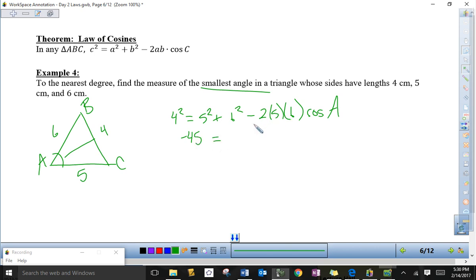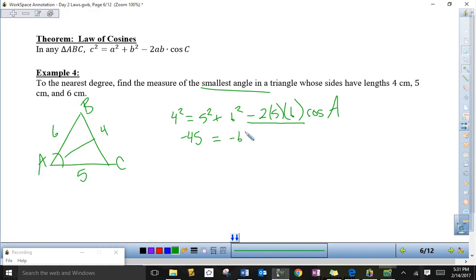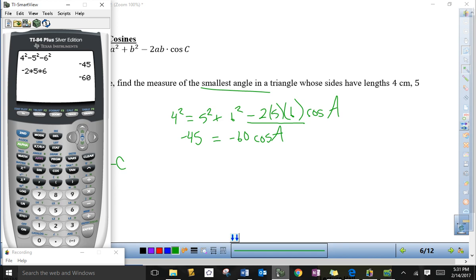Then I would take negative 2 times 5 times 6. Now that's easy math, but I'm going to go ahead and type it in anyway, because usually they're a lot uglier. And then I know that I have to divide this 60 over. So I'm going to take negative 45, the first number that I jotted down, and divide it by the last thing that was in my calculator.